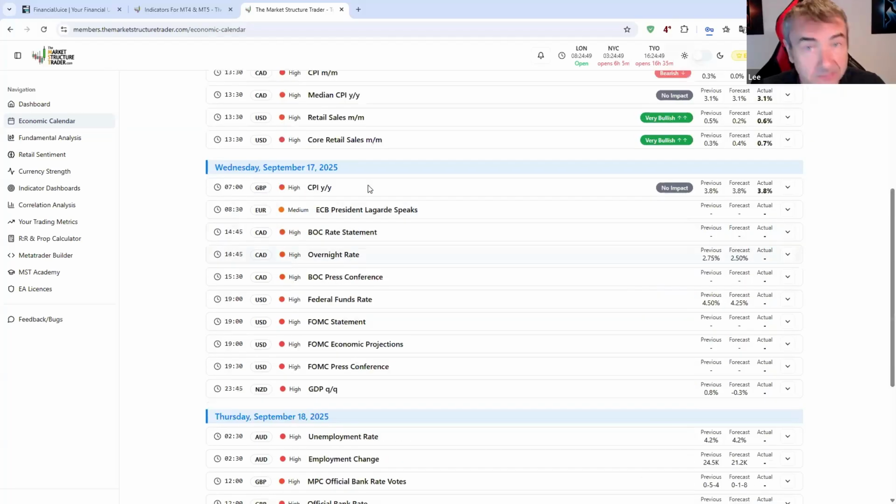So this morning, for example, we've had the CPI numbers come out. There is no impact because the forecast and the previous and the actual are the same. So we got the actual and it's the same as the forecast. So there's obviously no impact to that.